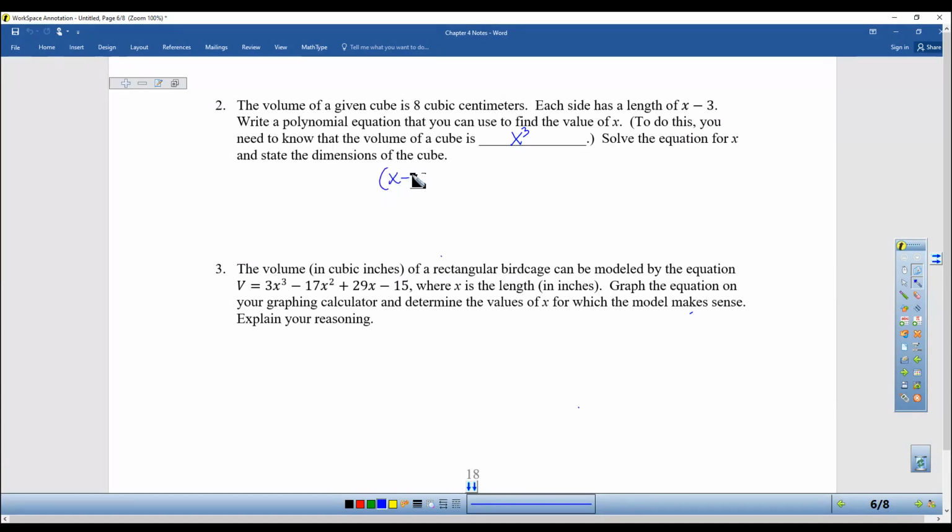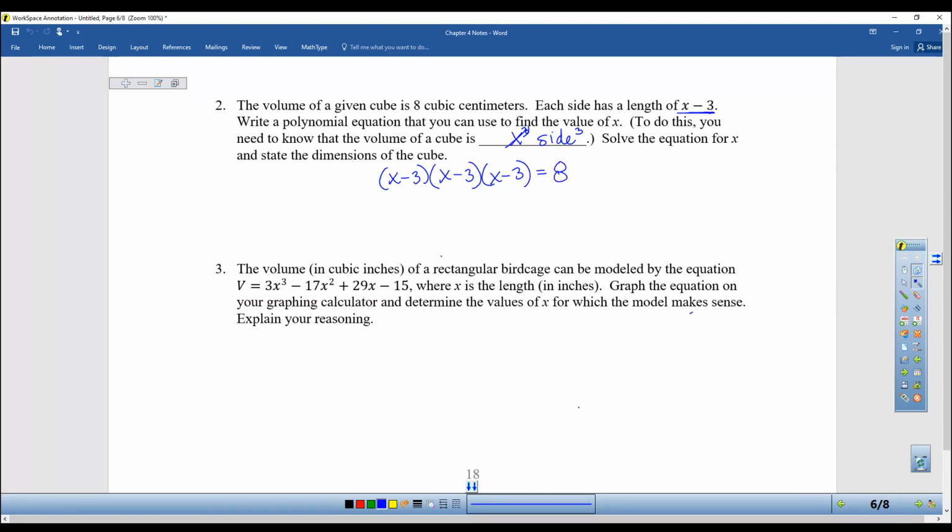So x minus 3 times x minus 3 times x minus 3. So normally it's just x cubed, but in this case, maybe I should write this as side cubed. So since the length of the side is x minus 3, I need x minus 3 times x minus 3 times x minus 3 is equal to 8.